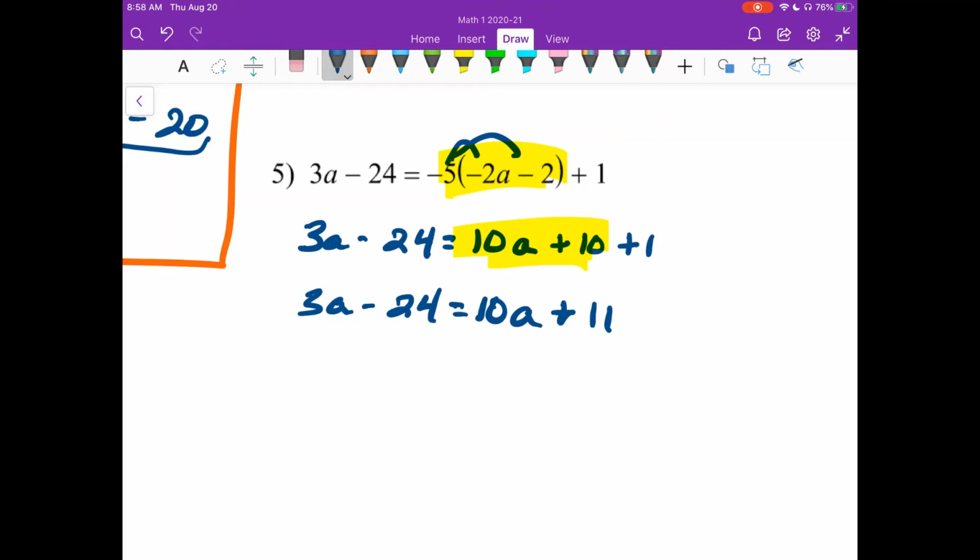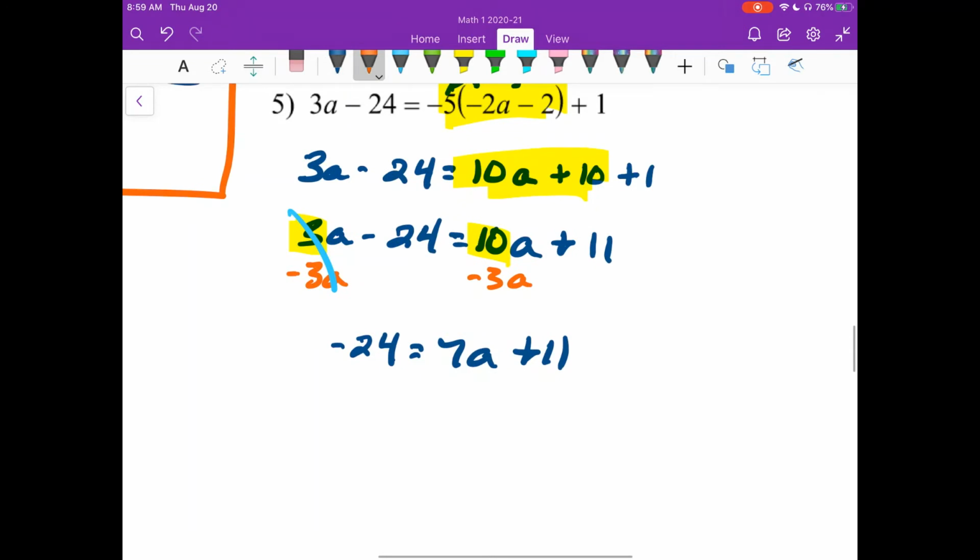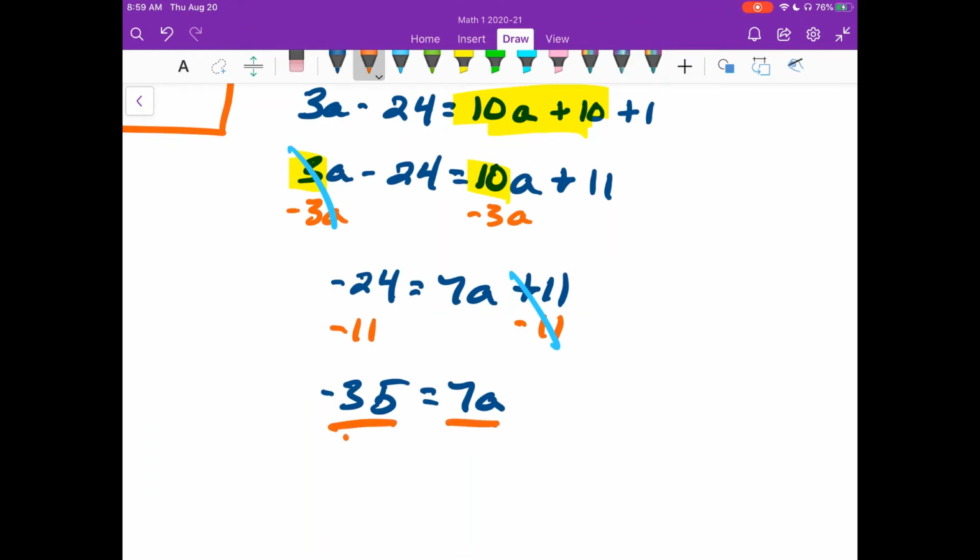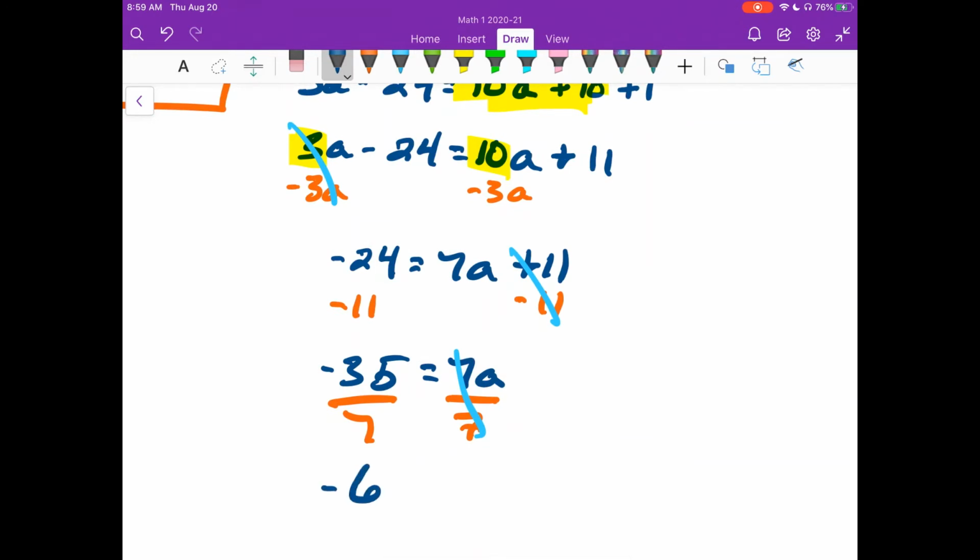But in this case, because I have a 10 on the right, here's our 10, and here's our 3, I'm going to choose to put the a's on the right. So I'm going to subtract 3a from both sides. So on the left, I've got -24 equals 10 minus 3 is 7a plus 11. I can subtract 11 from both sides, and I get -35 equals 7a. I divide by 7. My 7's on the right cancel. I'm left with -6 equals a.